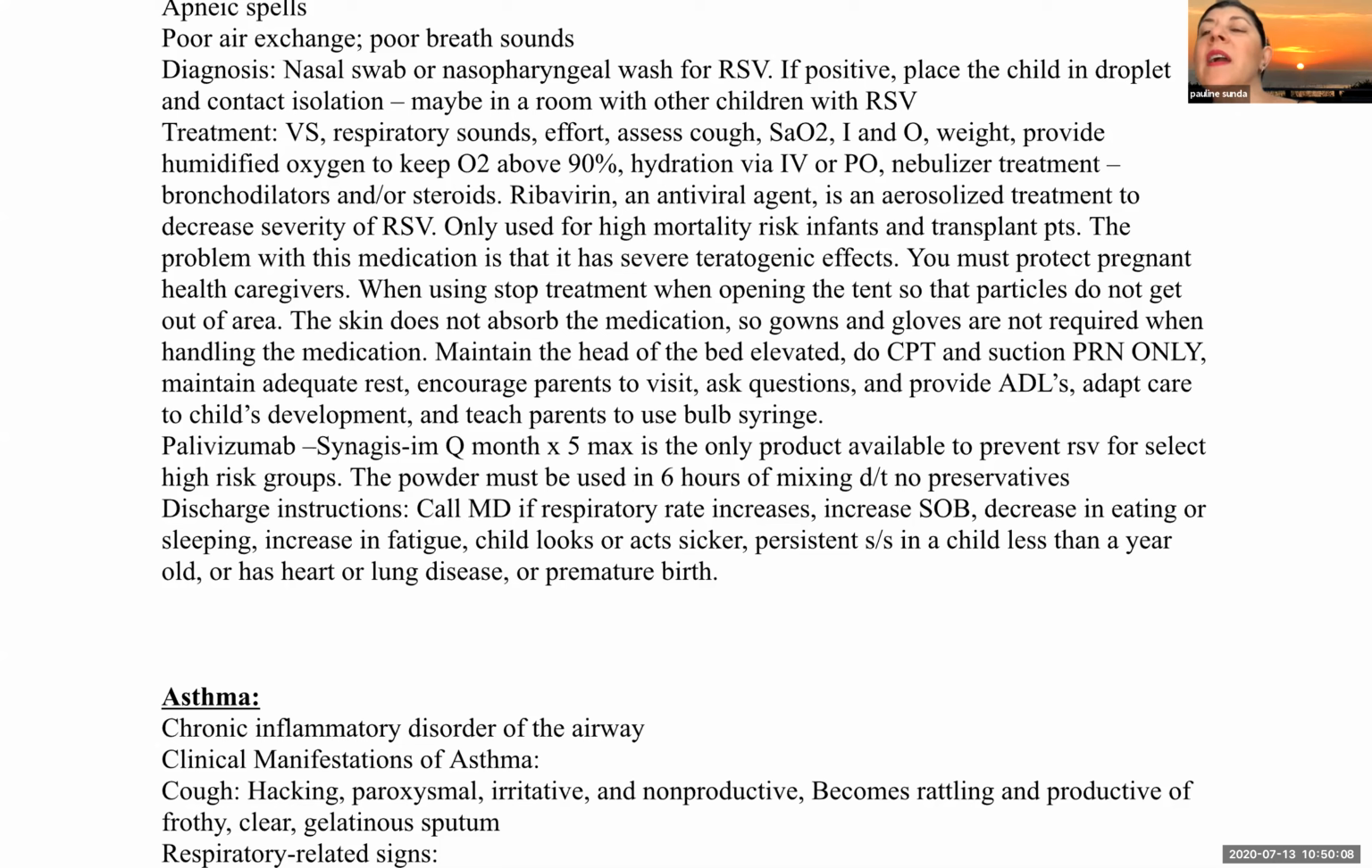Know that ribavirin, which is an antiviral agent, is an aerosolized treatment to decrease the severity of RSV. This is only used for high mortality risk infants and transplant patients. Most often you're going to see this for premature babies. The problem with this medication is that it has severe teratogenic effects. You must protect pregnant health caregivers.